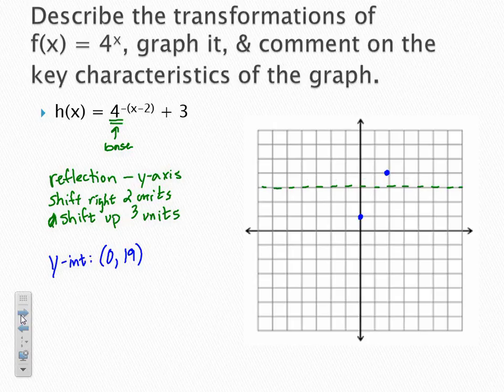We've got the shifts taken care of. The other thing that we need to take into consideration is the reflection. All right, and this function is representing an exponential decay instead of an exponential growth. So that means this function should be coming down.